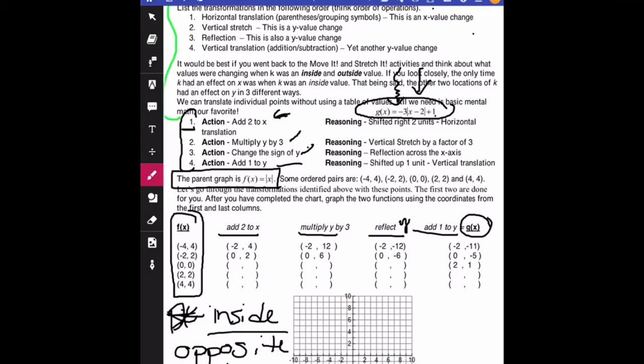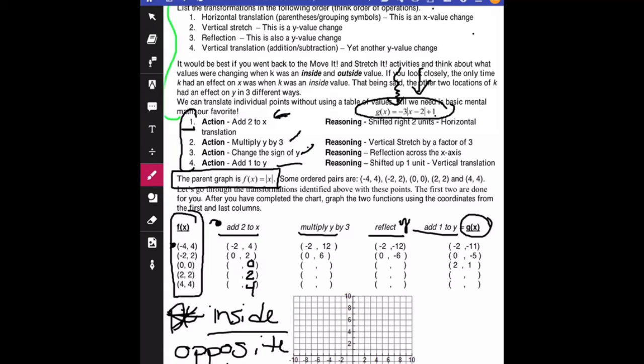Okay? You're reflecting it on the graph. Step 1, add 2 to x. We're not doing anything to the y, so we're going to just write down and record those values. Then we're going to go and apply the change to the x value. They did the first two.